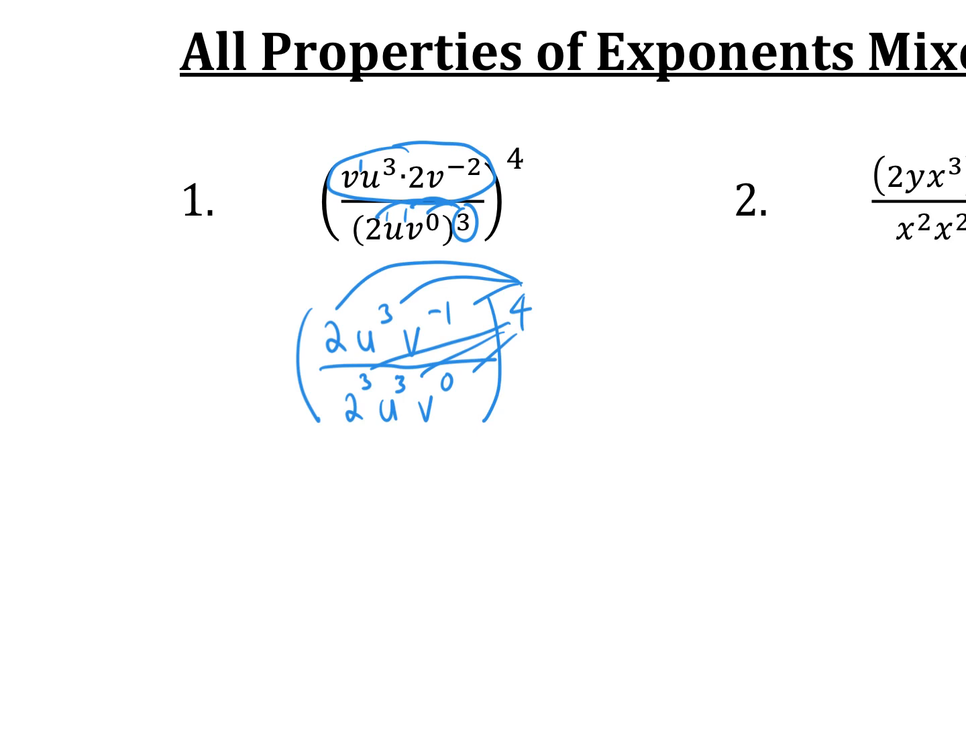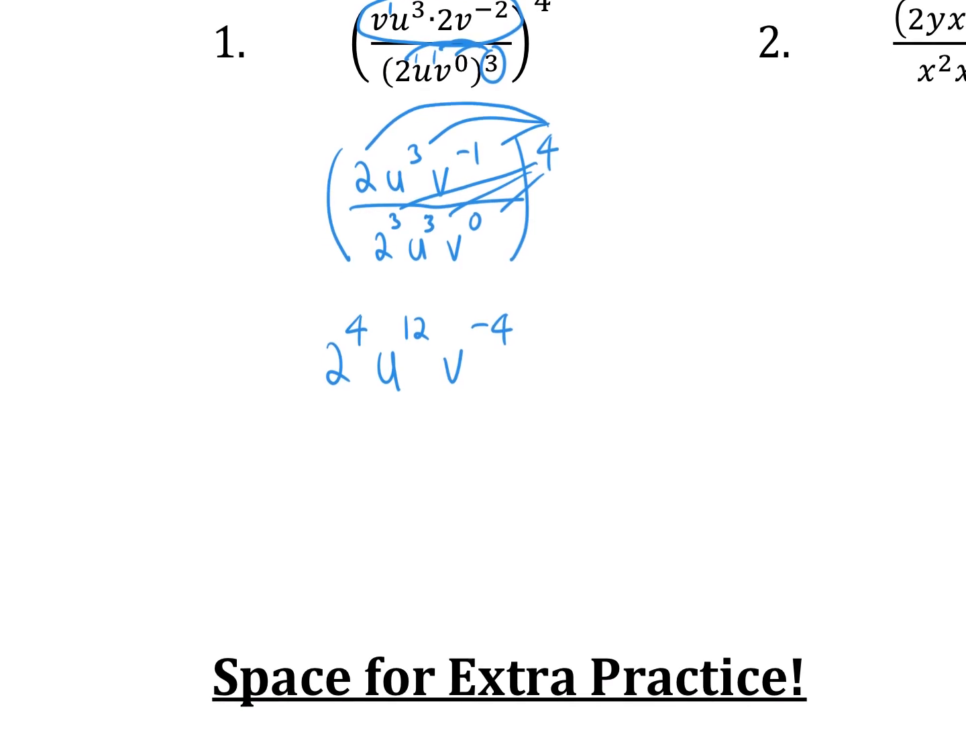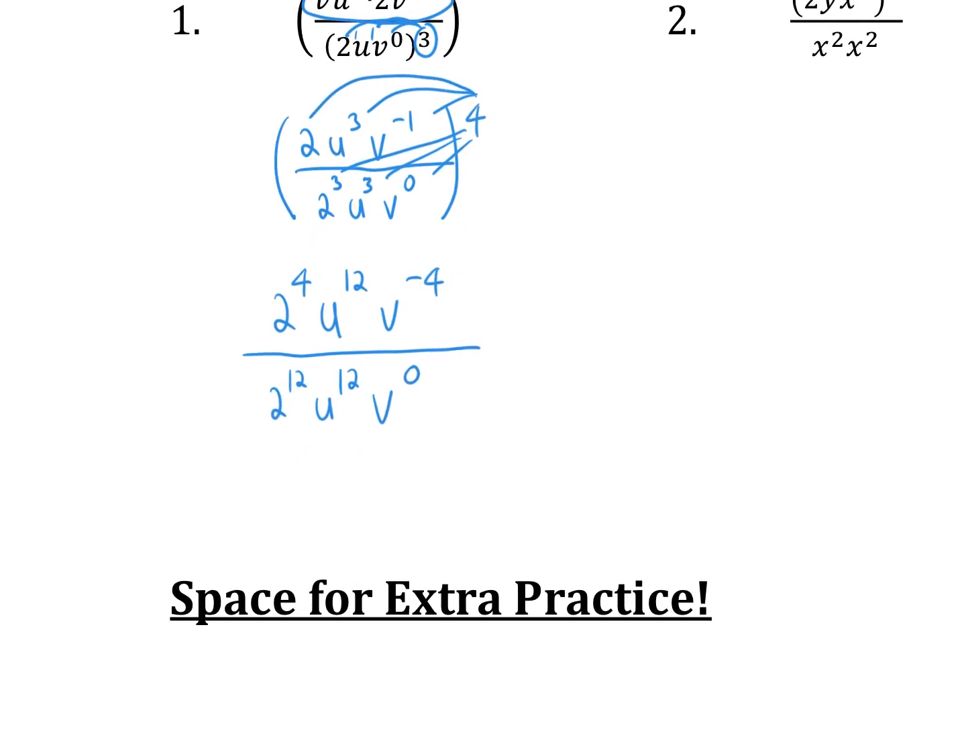So we have 2 to the 1 times 4 is 2 to the 4th. U to the 3 times 4 is 12. V to the negative 1 times 4 is negative 4. Okay. Good. Over, on the bottom, we have 2 to the 3 times 4 is 2 to the 12th. U to the 3 times 4 is 12. And v, 0 times 4 again is going to be 0. Okay? All right.